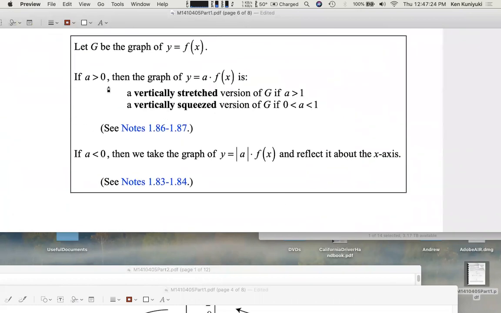Again, if A is positive, and if A is greater than 1, it's a vertical stretch. If A is like 1/2, strictly between 0 and 1, it's a vertical squeeze. If A is negative, you reflect about the x or theta axis.